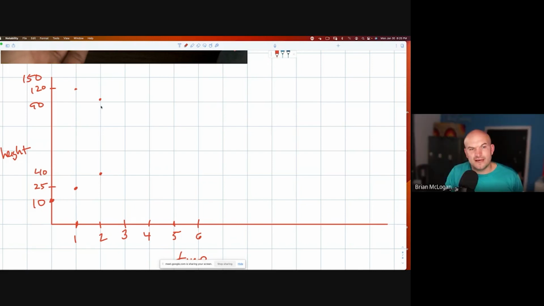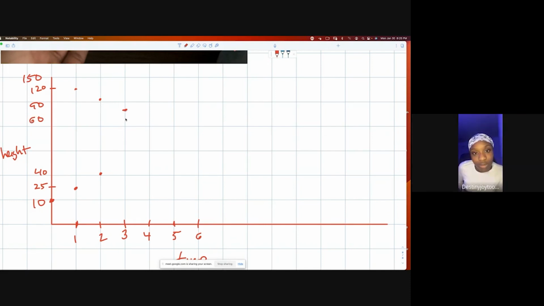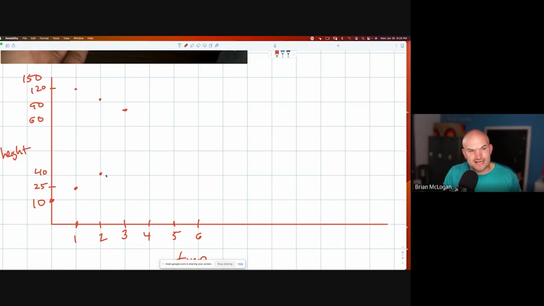Yes. And then at 3, you're going to subtract again, so this is going to be at 60, and this is going to be at 55. Now at 4, we're actually going to have an intersection here. At 4, this is going to be at 30. So this is way down here at 30.